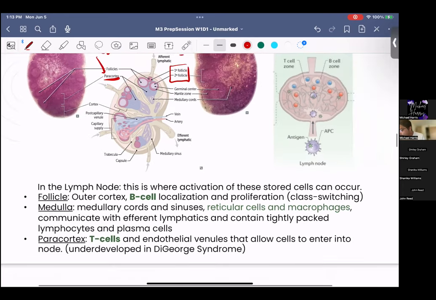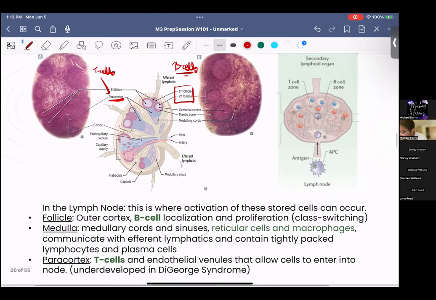Now, you also have the medulla, which is this centerpiece here. And you can see that here as this kind of more spacey area. This medulla is formed of cords and sinuses. Now, these cords and sinuses are essentially responsible for holding macrophages. Okay. They hold macrophages. And we're going to get to more of this a little bit later with activation. But just know, in this medulla of the lymph node, you got macrophages here.